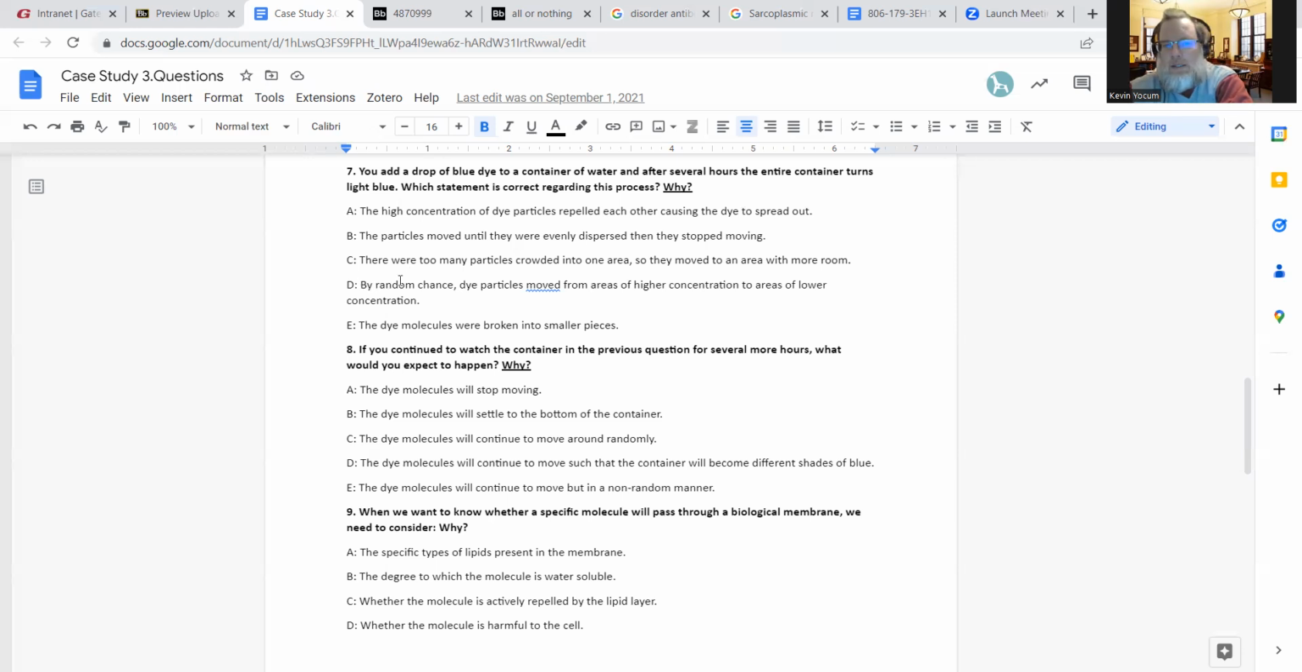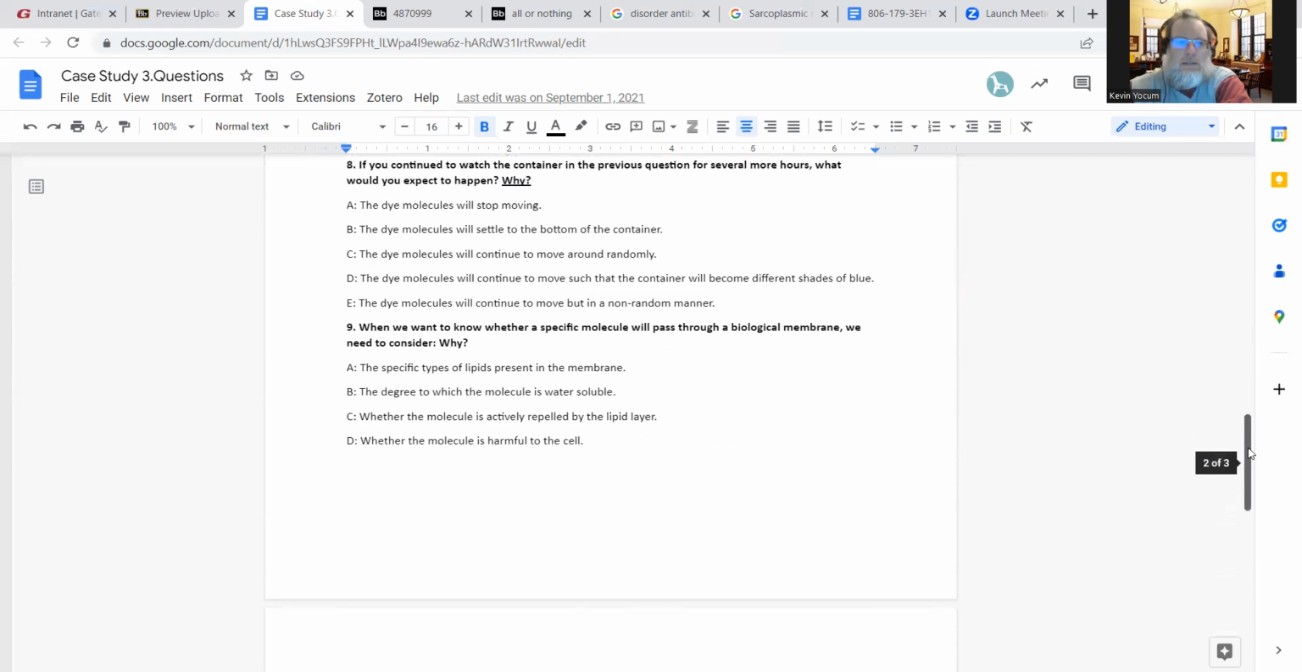This one throws students occasionally, but this is the one. It's D, by random chance. So it is random. It's like flipping a coin, right? This goes back to one of the first questions in this activity. You flip a coin. Is it heads? Is it tails? I don't know. It's random chance. So by random chance, they move from high concentration, where there's a lot of them, to where there are fewer of them. Okay, so D makes the most sense there.